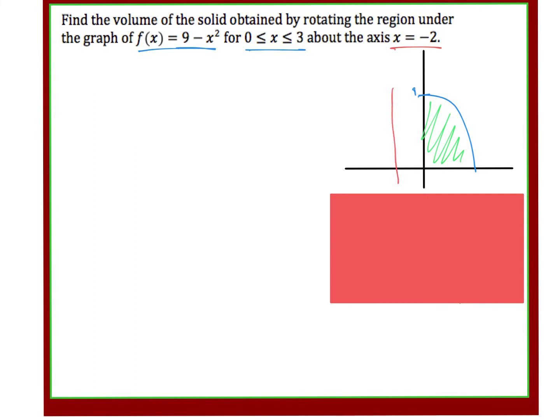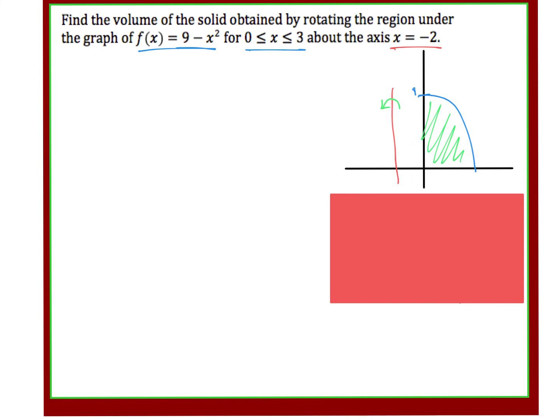Vertical line. It's a vertical line. All right. And so it's rotating about that. Now, does that have a gap in between where I have my area and what I'm rotating it about? It does have a gap. So what's it going to be? It's going to be a washer. All right. It has a gap.